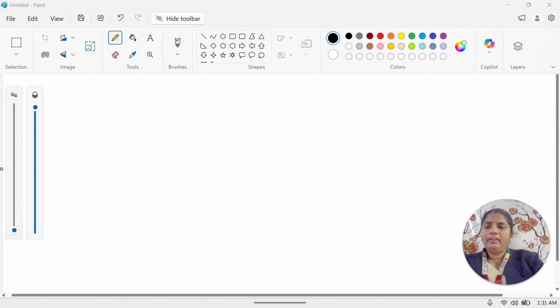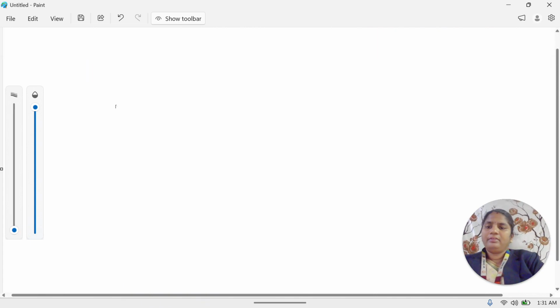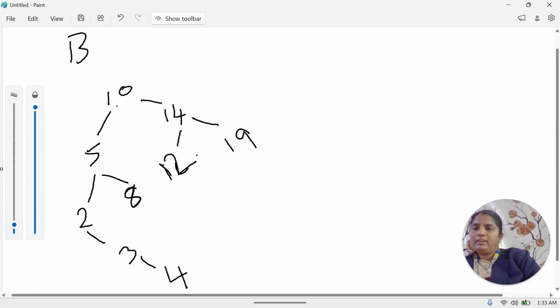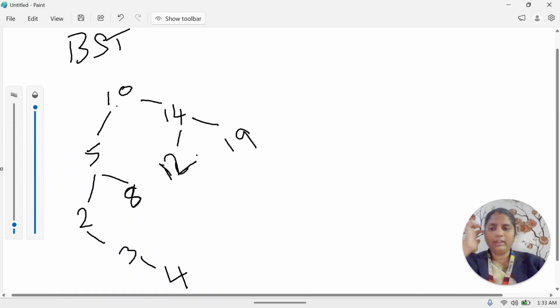Now let's consider a tree. Consider this example in the binary search tree. So this is a binary search tree. Each node will have at most 2 children, and the condition is that the left child should be less than the value of the root and the right subtree should be greater than the root node, which satisfies all the conditions. So first point is height.